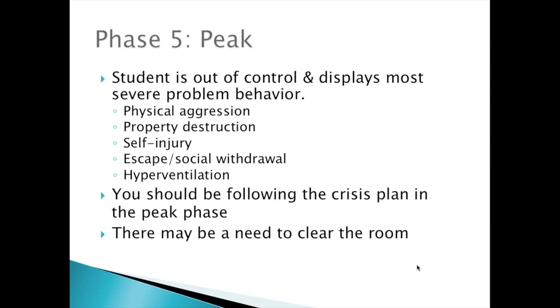The student at this peak phase is generally out of control, could be physically aggressive, could be destroying property, could be inflicting harm to self, could be some hyperventilation involved. And at this point, when a student has peaked, this is where the crisis plan should be enacted or initiated. This may involve the use of restraint, may involve the use of seclusion based on your local plan of what to do.